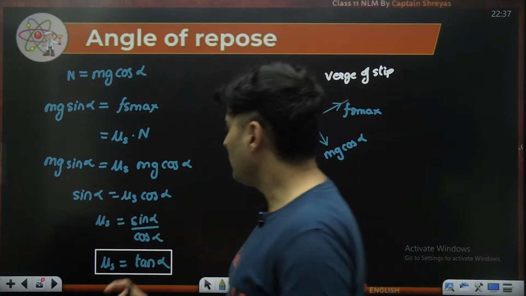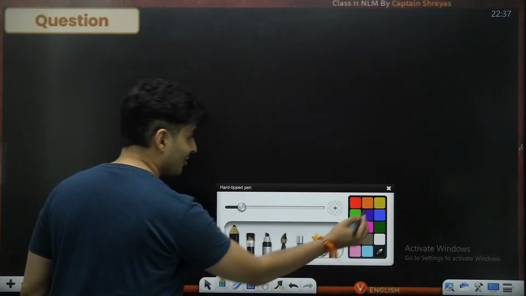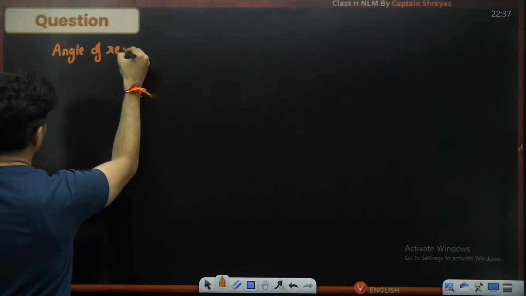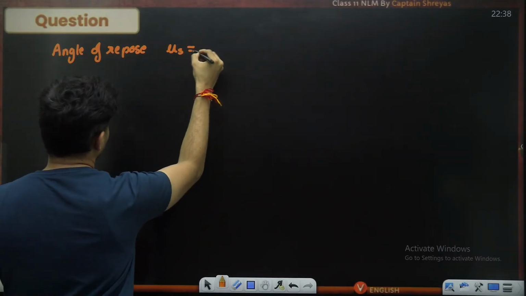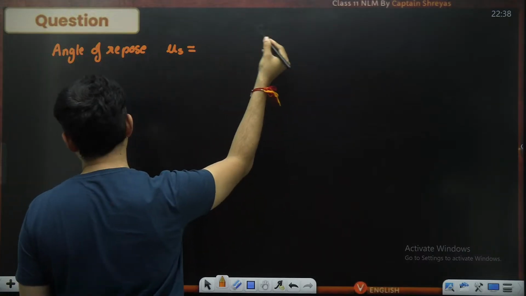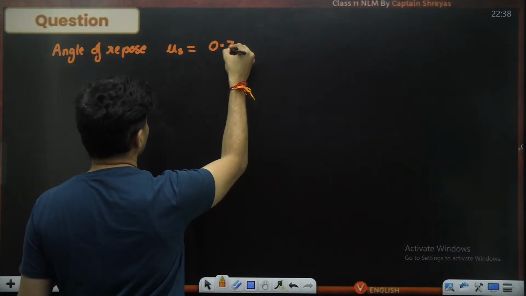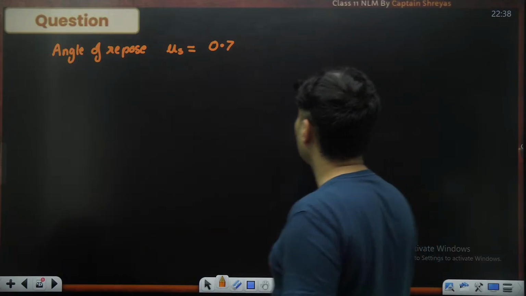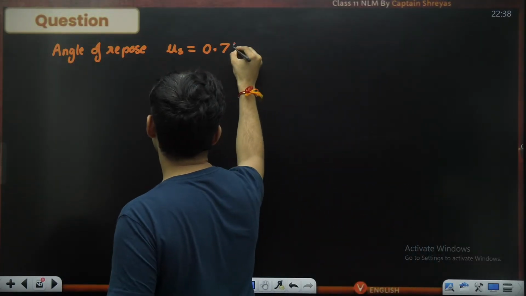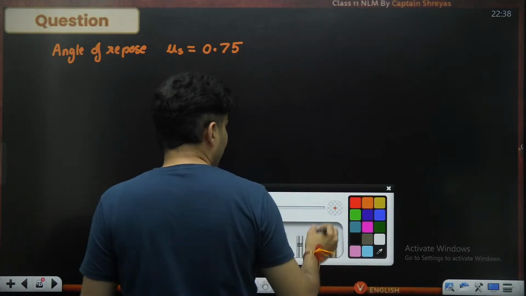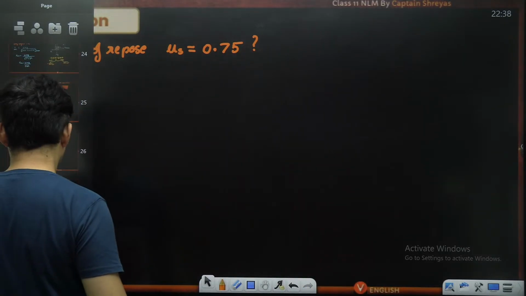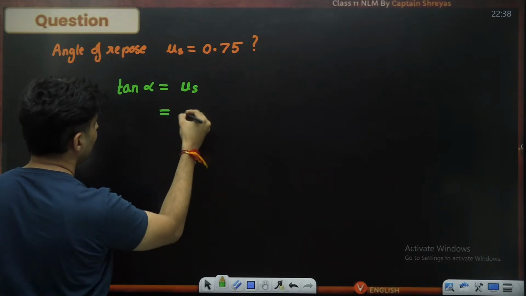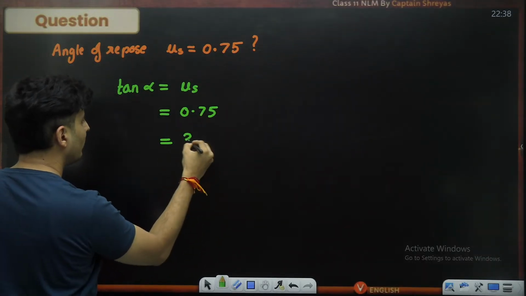Okay, straight and simple. Let me make you solve a very easy question on this. A direct question like this had also come some time back. Can you figure out the angle of repose whose surface has a coefficient of friction of, let's say, 0.707? Sorry, not 0.707. Let's take it as 0.75. Let's see how we solve this. Now, we all know the formula goes like this: tan of alpha is the coefficient of static friction. Mu s is 0.75. If you convert it into a fraction, it will become 3 by 4.